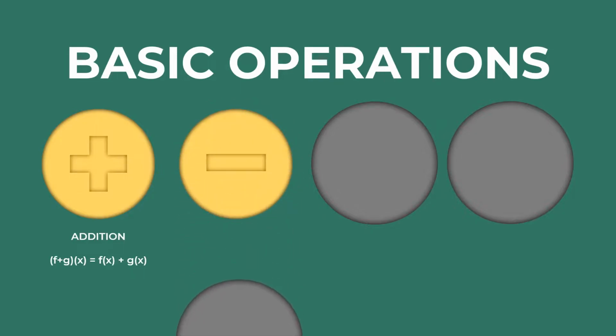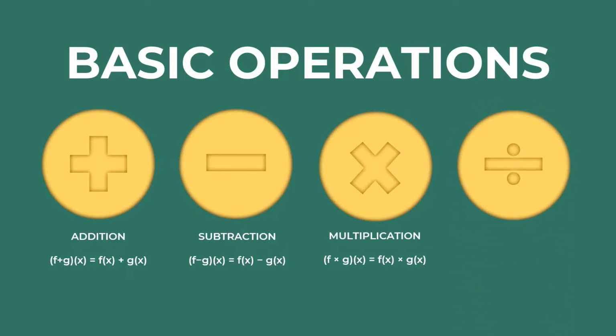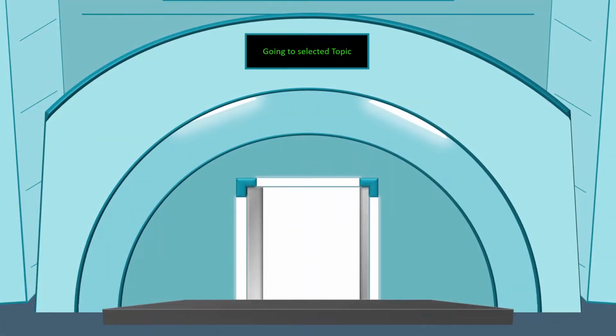Next is subtraction, wherein their difference, denoted by f minus g, is the function defined by (f minus g) of x is equal to f of x minus g of x. Third is multiplication, in which their product, denoted by f times g, is the function defined by (f times g) of x is equal to f of x times g of x. And the division, which is their quotient, denoted by f divided by g, is the function defined by (f divided by g) of x is equal to f of x divided by g of x, excluding the values of x where g of x is equal to 0. Now, let's have an example of how to solve the operations on functions.